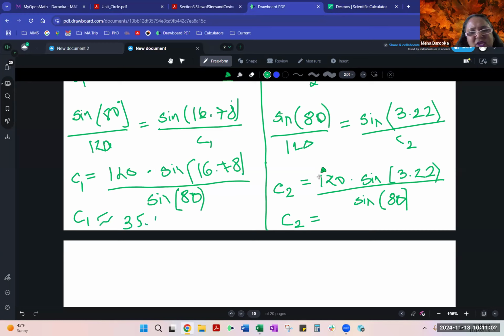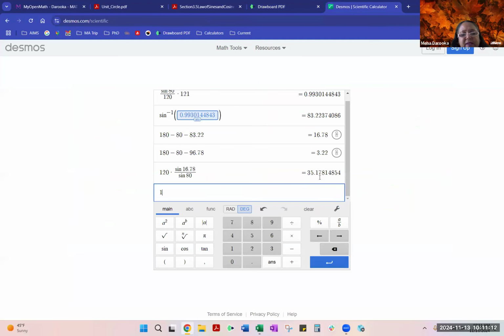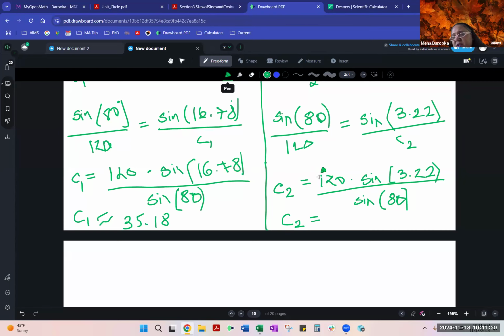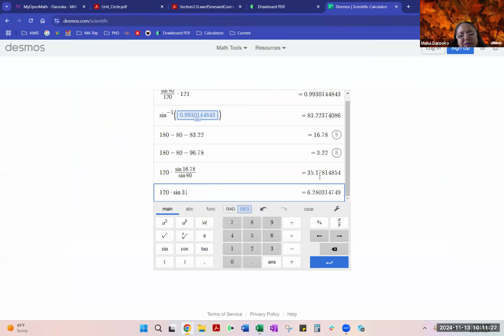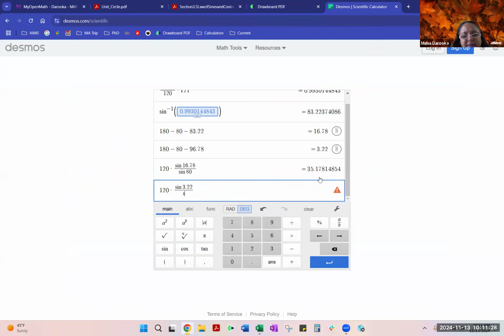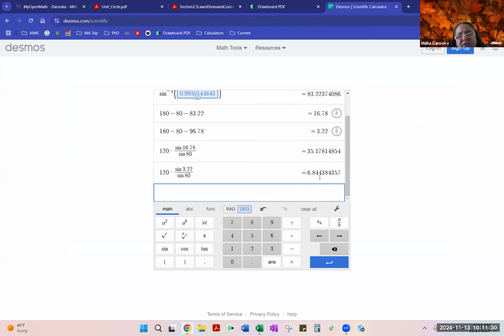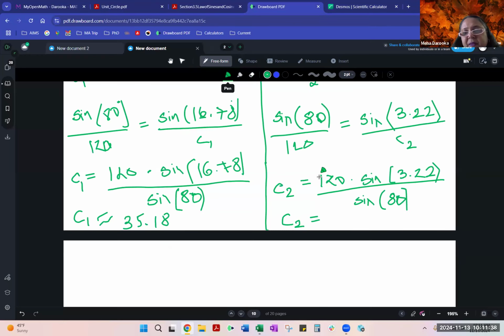And they didn't really give us a unit of measurement for the length. So we don't know if this is in inches, centimeters, or feet or whatever. So we'll just leave that as 35.18. And then for the other side, C sub 2, we were doing sine of the angle measurement of 3.22, and then of course dividing that by sine of 80 degrees. So rounding this to 2 decimal places will give us approximately 6.84?